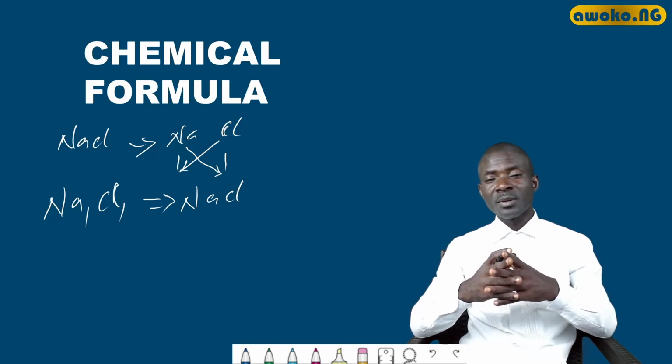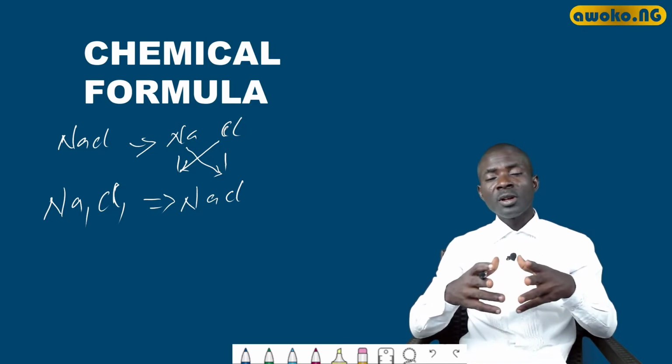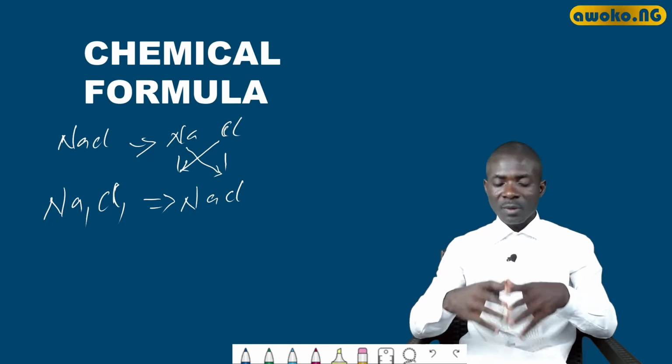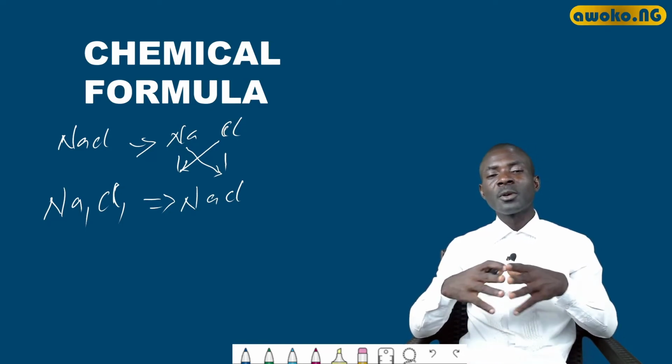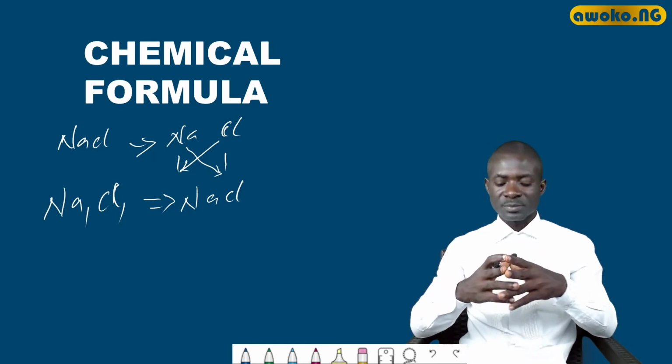It is as simple as that. It simply shows here that sodium chloride cannot be written in any other form apart from NaCl. Any other form in which sodium chloride is written is not acceptable in chemistry.